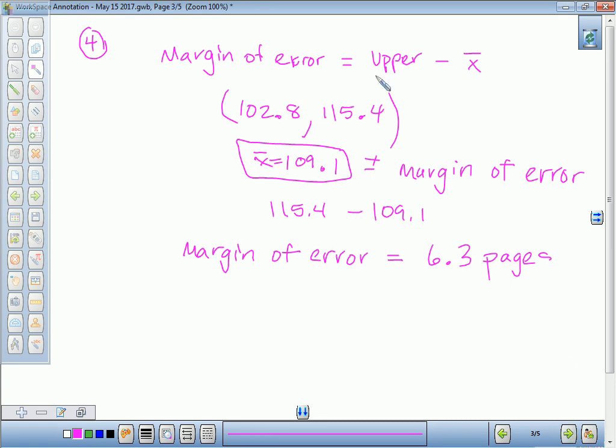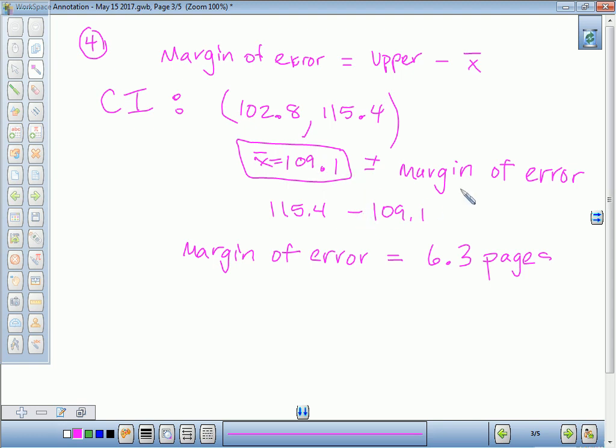Now, on this one, they give us the confidence interval. They say, hey, here it is. This interval represents a 98% confidence interval. So, when we do confidence interval, it is the mean plus or minus the margin of error. Well, the mean would be halfway in between, wouldn't it? So what is halfway in between? Add them up, divide by 2.